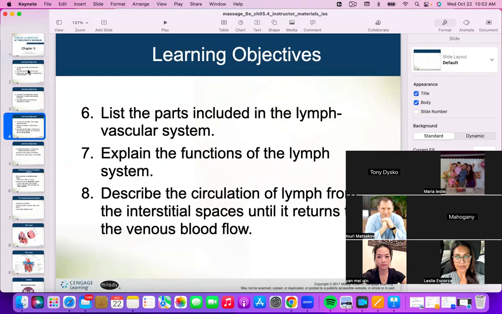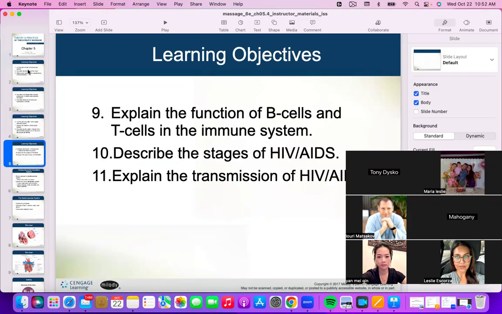The chapter will also include the relationship between, or the parts that include, the lymphatic vascular system, because the lymphatic system and vascular system work together. Then we'll explain the function of the lymph system, and describe the circulation of the lymph from the intestinal spaces until it returns to the venous flow, back to the blood circulation. And lastly, we're going to explain the function of the B and T cells in the immune system, and the stages of HIV, AIDS, and transmission of diseases, as well as pathologies of the cardiovascular system.